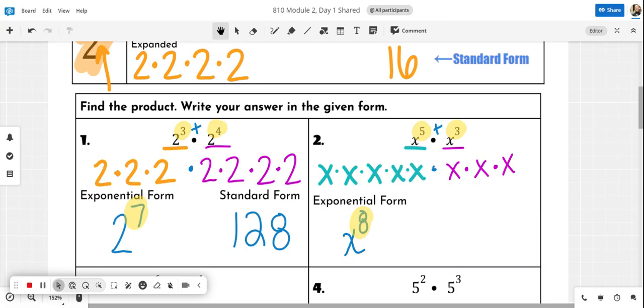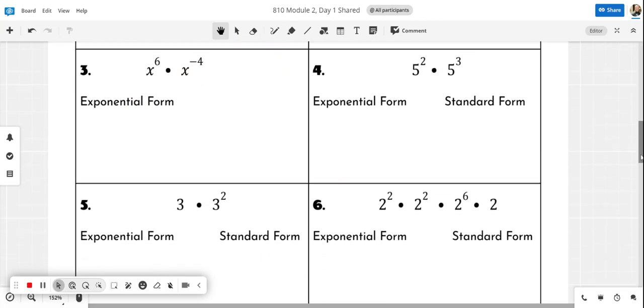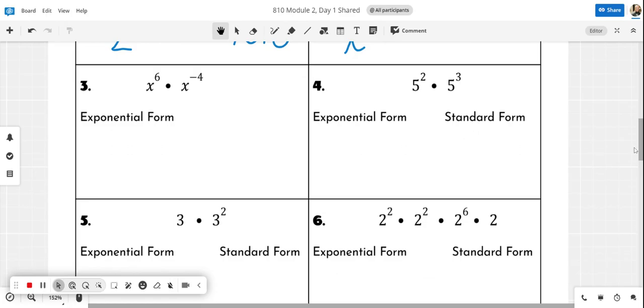All right, so let's use that strategy here moving forward. So first things first, I want you to double check you have the same base. So looking at number 3, do you see how both of our bases are x? I know my base is going to be x. Now taking a look at my exponents, I'm just going to add them. So 6 plus negative 4. What is 6 plus negative 4? Hopefully you're thinking positive 2. So x to the 2nd power.